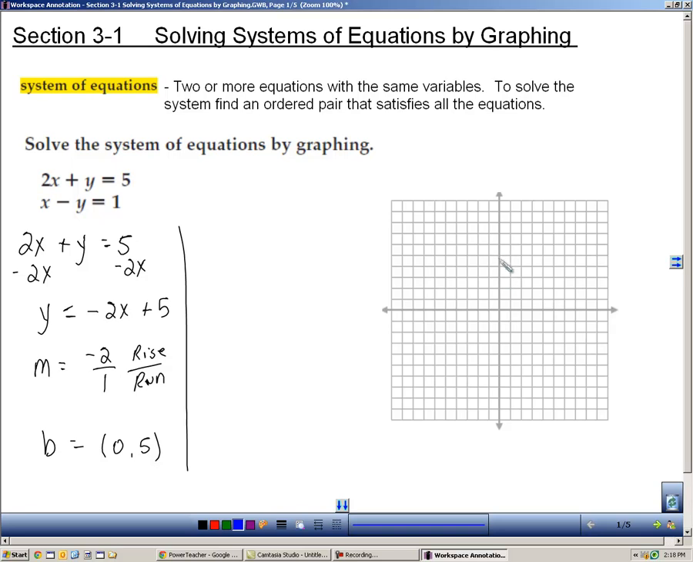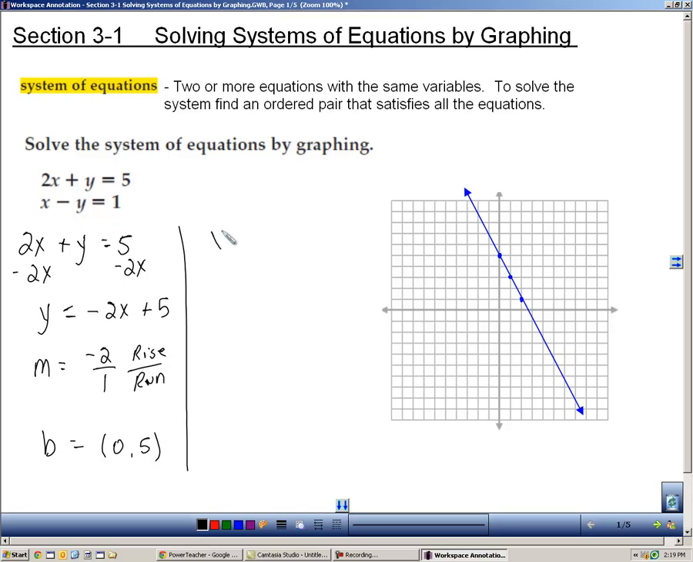Start with (0, 5), put a dot there, that's the y-intercept. And my slope is -2 for the rise and 1 for the run, so I'm going to go down 2, to the right 1. Down 2, to the right 1, and I'm going to graph that. So there's the first graph.